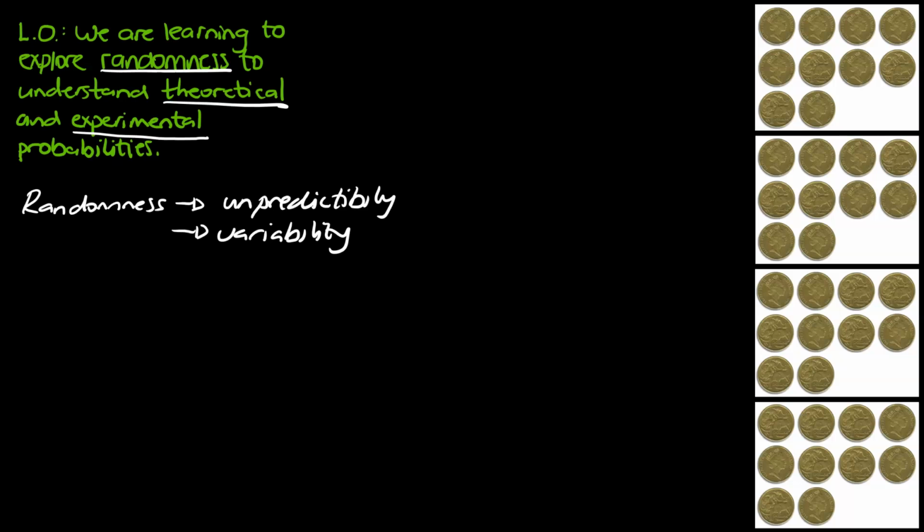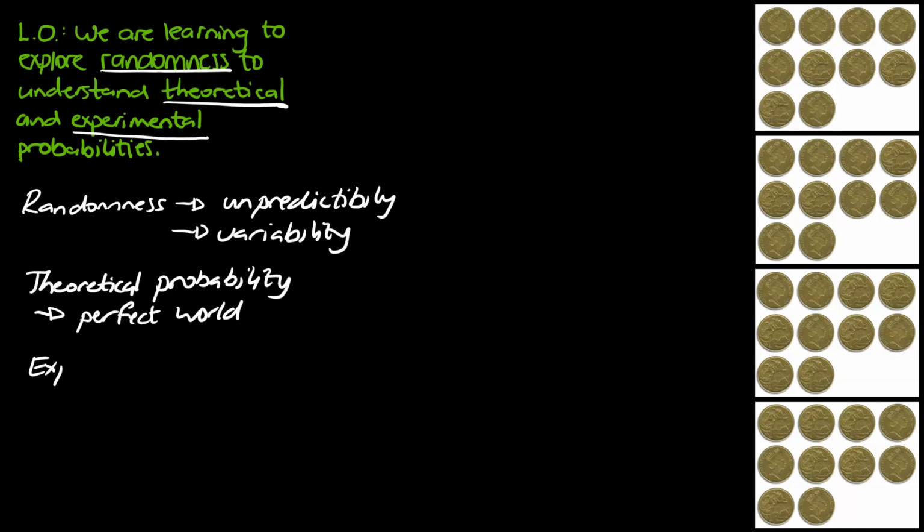And what we're going to do is explore this idea with the comparison of theoretical probability and experimental probability. We're going to be using coins to demonstrate this. Theoretical probability is what we would expect to occur in a perfect world. So I'm going to write perfect world down there.